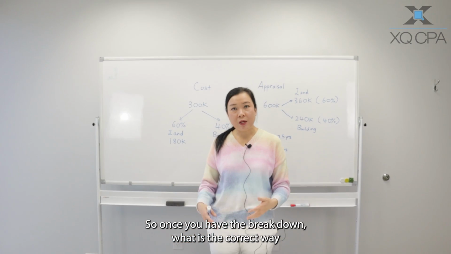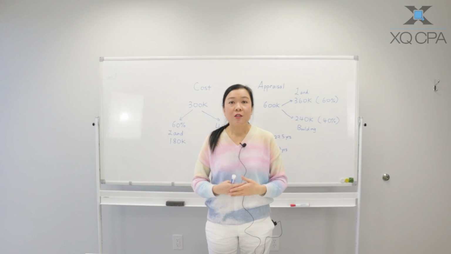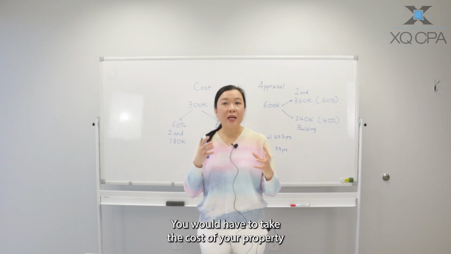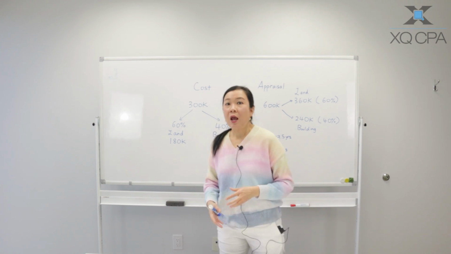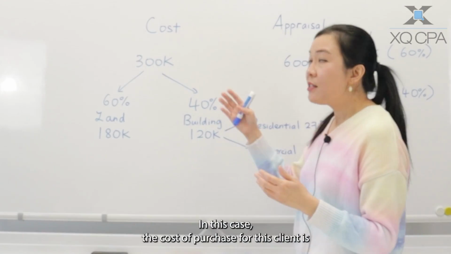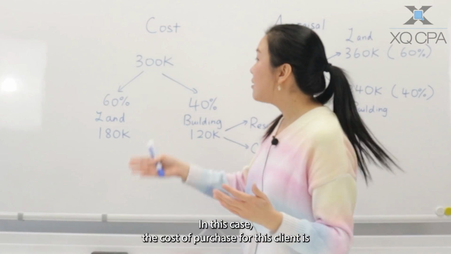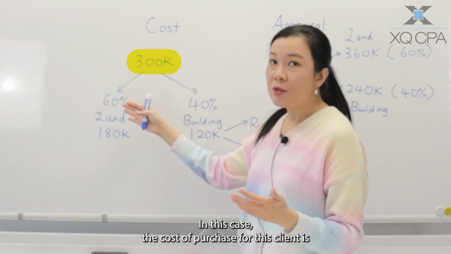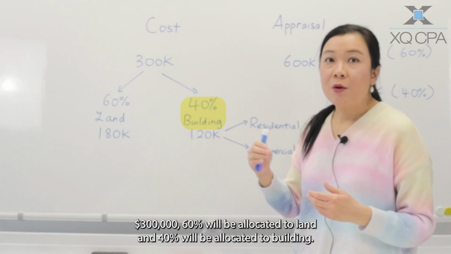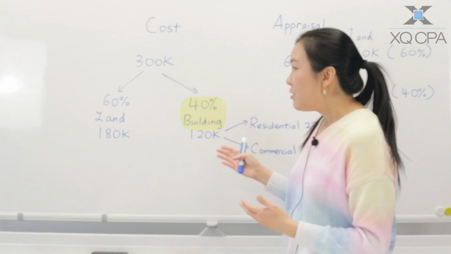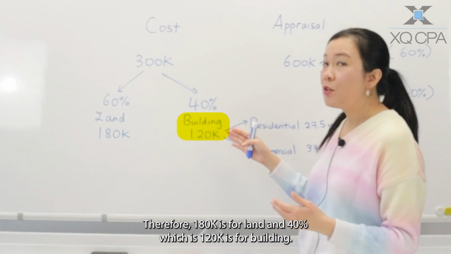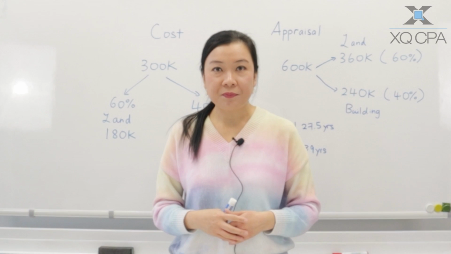Once you have the breakdown, the correct way to allocate and depreciate your rental property is to take the cost of your property and break it down to the equivalent percentage. In this case, the cost of purchase for this client is $300,000. 60% will be allocated to land and 40% will be allocated to building. Therefore, $180K is for land and 40%, which is $120K, is for building.